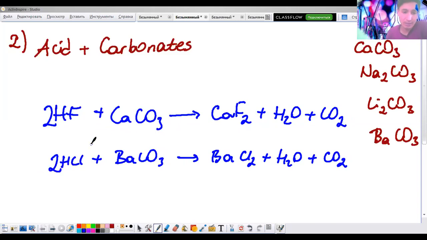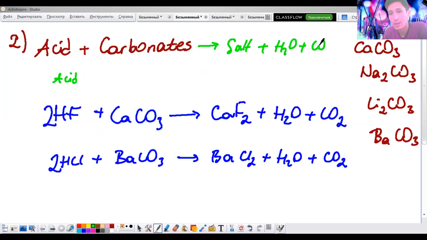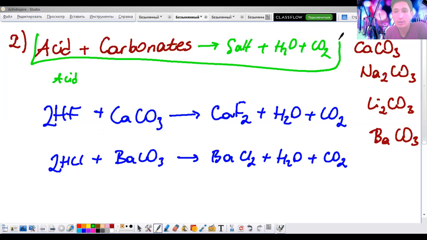And here is another rule. Acid plus carbonates produce what? Salt, insoluble salt, plus water plus carbon dioxide. This is the second rule, so you need to write it here also. Put the video on pause and write it in your notebook. Continue.